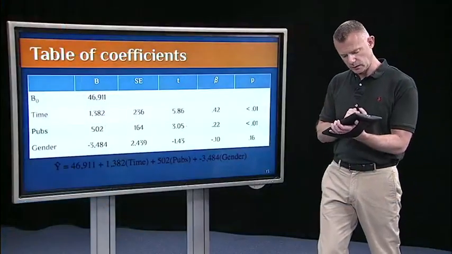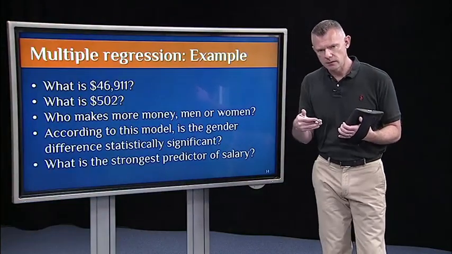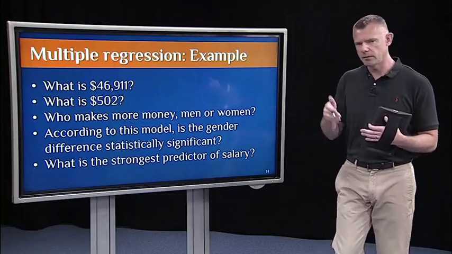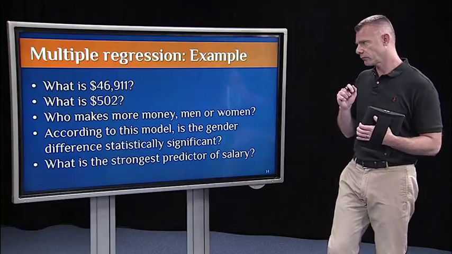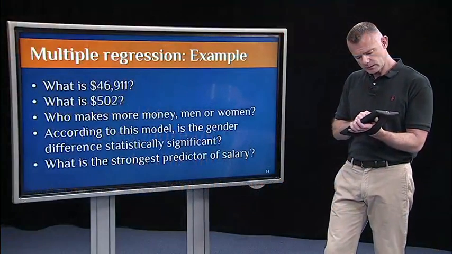Now let's get to those questions that I talked about. I'm asking these just to get you to think carefully about this output and what these coefficients really mean. So what is 46,911? What is 502? If you look back at the table, you could ask who makes more money, men or women? According to the model, is that difference between men and women statistically significant? What's the strongest predictor of salary? Well, let's answer those.